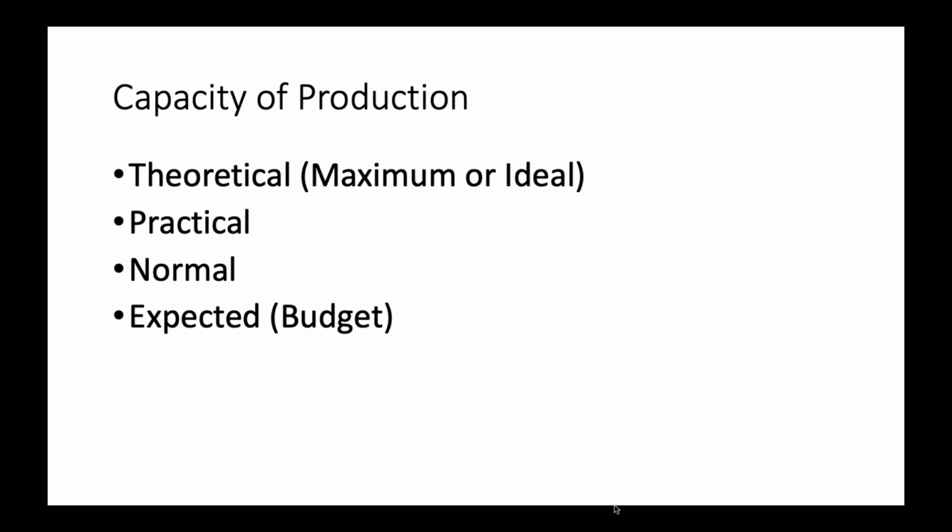Now, expected or budget refers to the level based on expected capacity for the budget period. So this one is more flexible than the three because the number of capacity depends on the budget. That's why sometimes this is called a flexible predetermined overhead rate.